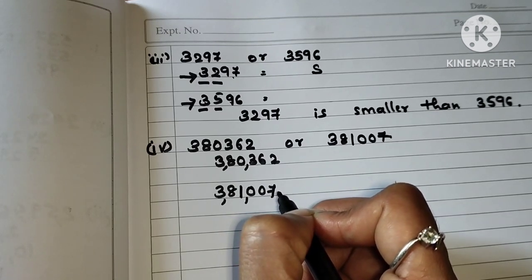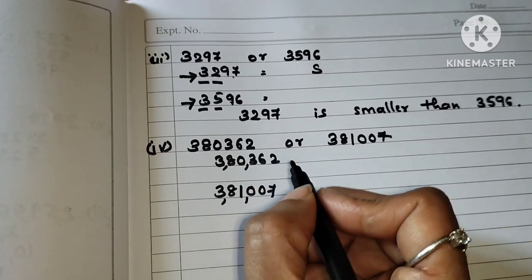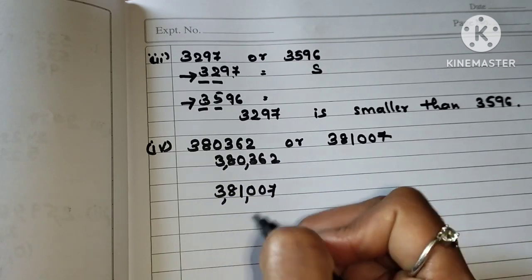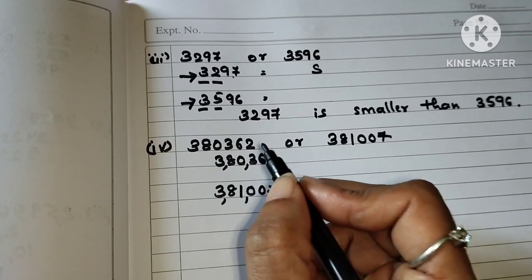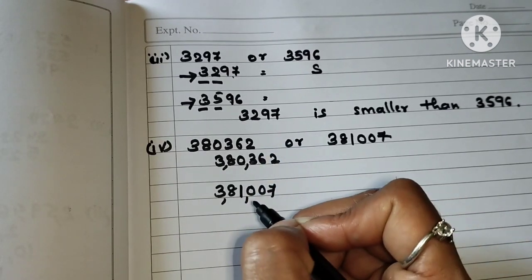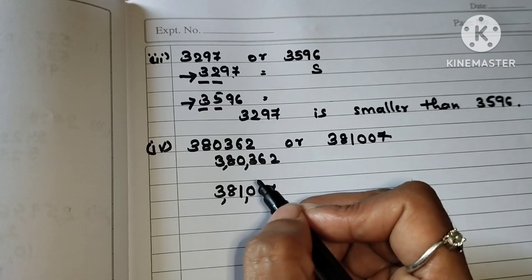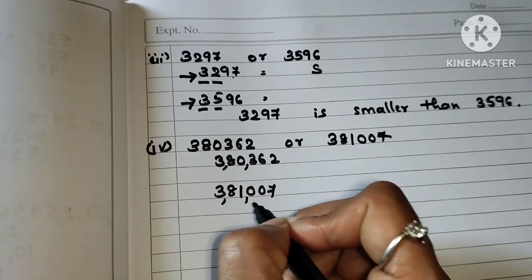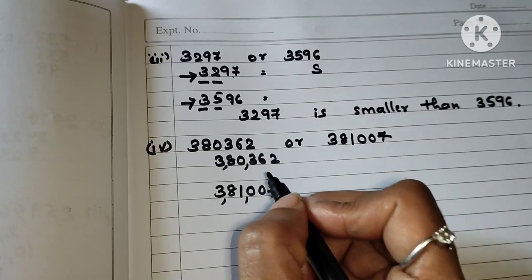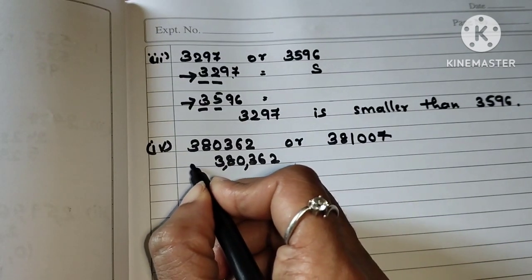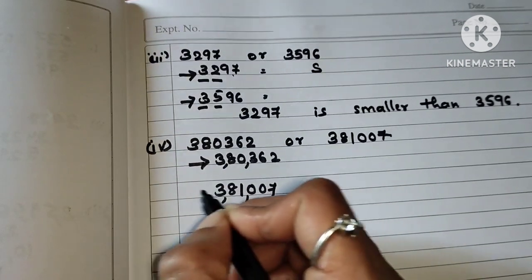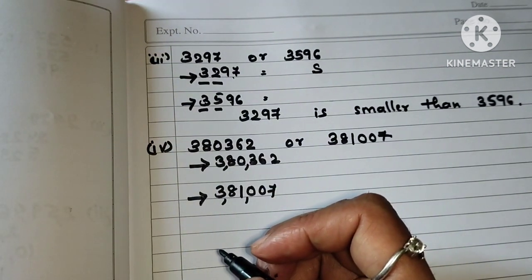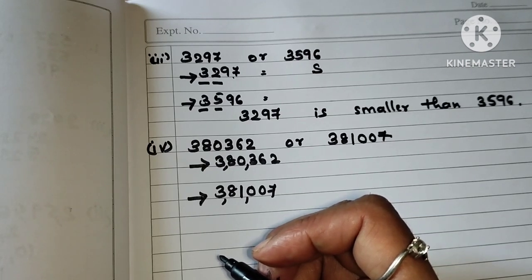Rule 1, what it says? Count the number of digits. How many number of digits are there? 1, 2, 3, 4, 5, 6. 1, 2, 3, 4, 5, 6. The number with the highest digit is the greatest number. Here, number with the lowest digit is the smallest number. But here the same number of digits are there. So we cannot compare. So we have to compare from the leftmost digits. Leftmost digits, if it is a greater number, that is the first digit. If it is a greater number, that is the greatest number.